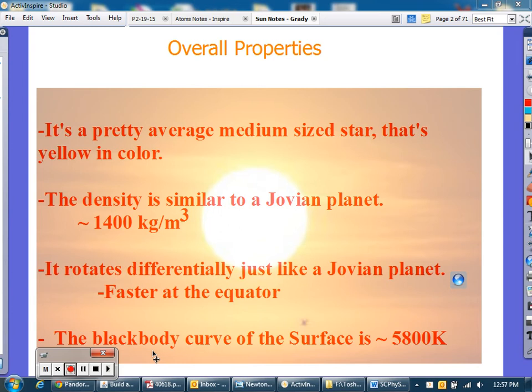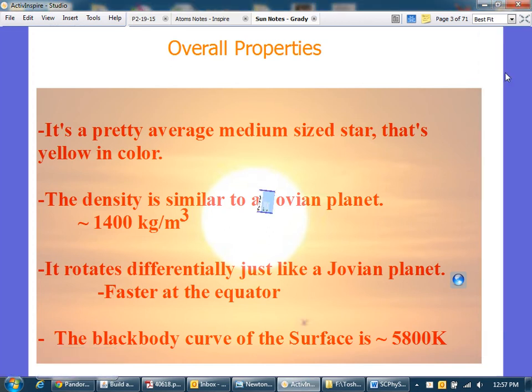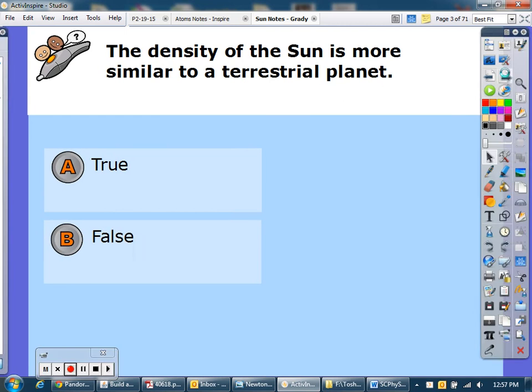It rotates differentially, just like a Jovian planet, which means that it rotates faster at the equator and slower at the pole regions, and that difference is a couple of days. On Jovian planets, it was a couple of hours or an hour, but on the sun, it's a couple of days just because of the pure difference in size. Black body curve of the surface is about 5,800 K. That's the photosphere that we're referring to.